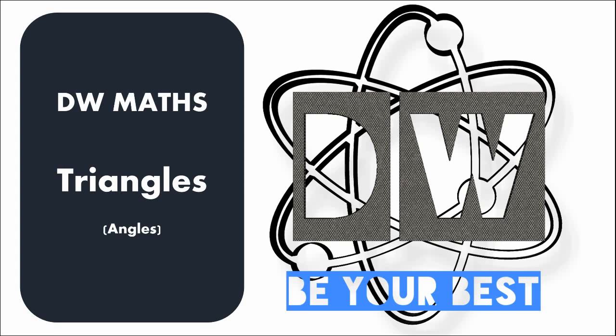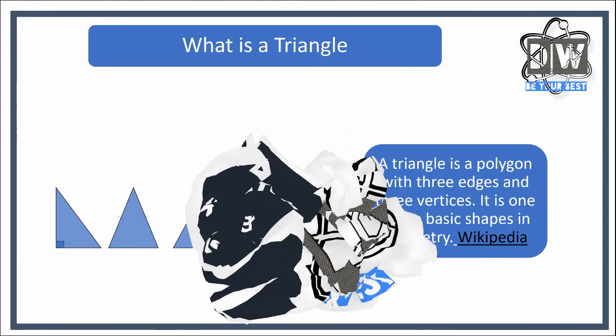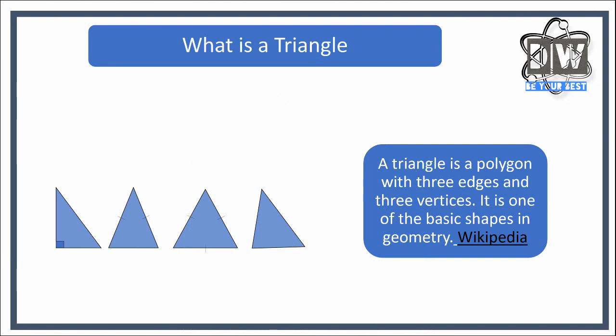This one is on triangles and angles in particular. We need to have an understanding that in a triangle we have 180 degrees of internal angles, and if we know that, we'll definitely be on to a right winner.